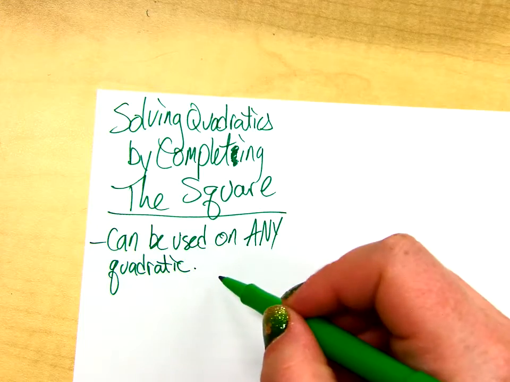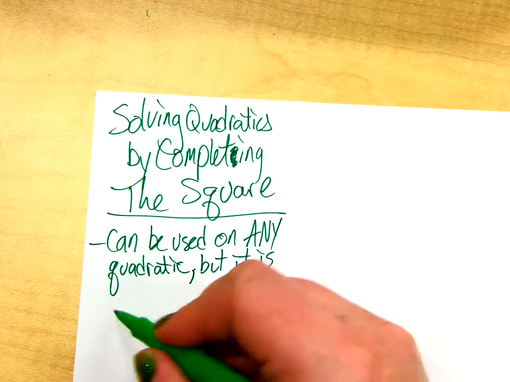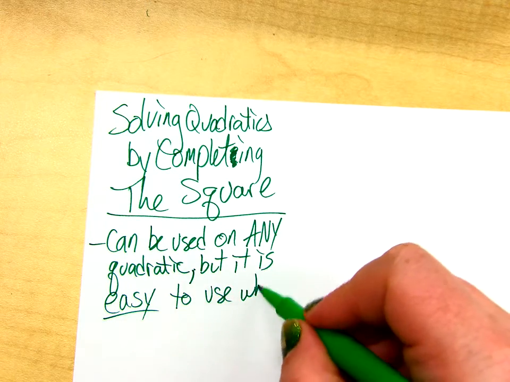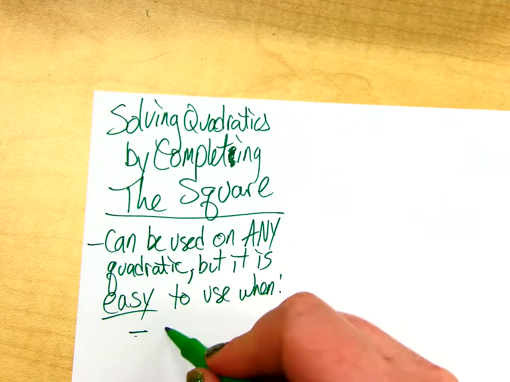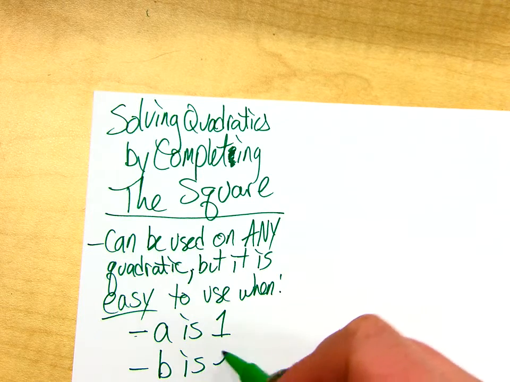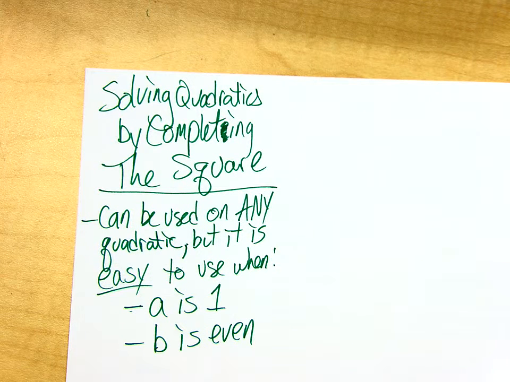So it can be used on any quadratic, but it is easy to use when a is 1 and b is even. If you have those two scenarios, solving by completing the square is an excellent first choice, if you can't solve by square rooting or solve by factoring, because those are still going to be easier, usually because you're just better at it and it's faster.